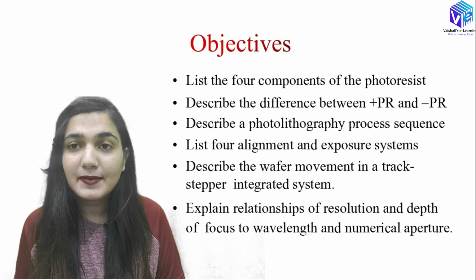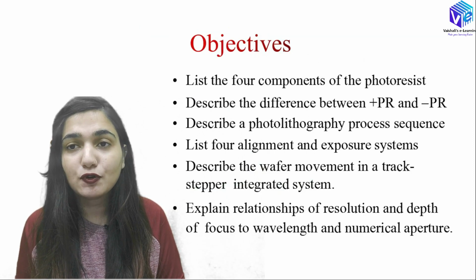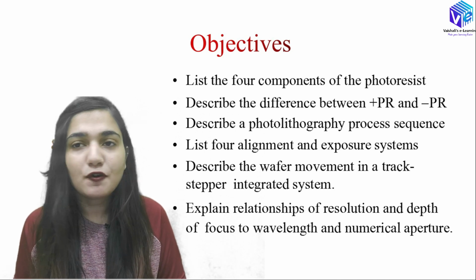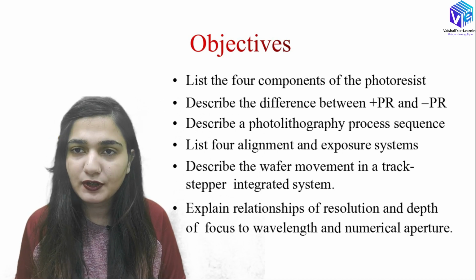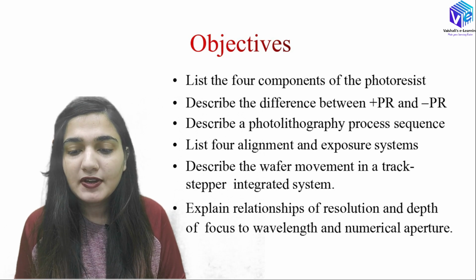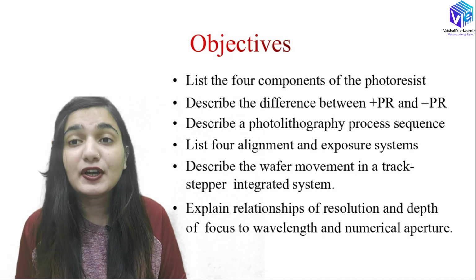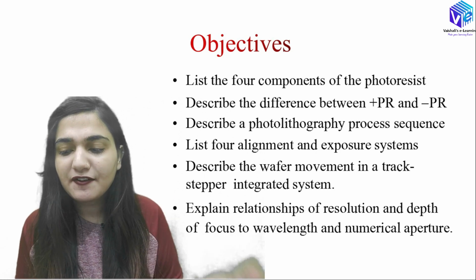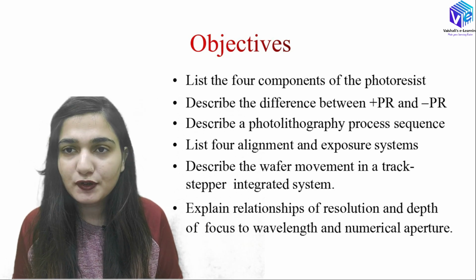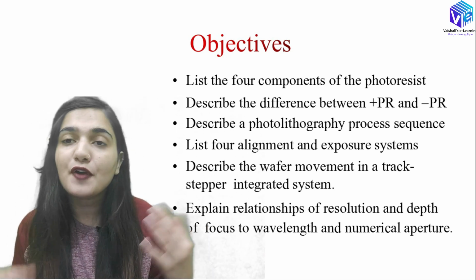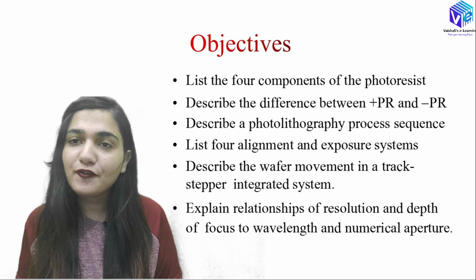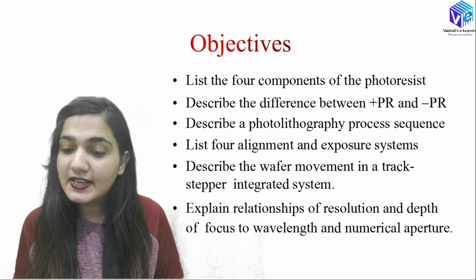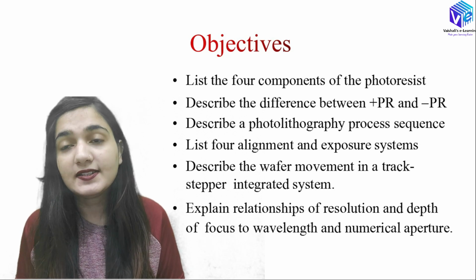First of all, I must tell you what objectives I am going to follow throughout these 4 to 5 lectures for the photolithography process. First of all, we will be listing the 4 components of the photoresist, and in this lecture itself we will be listing what are the 4 components that make the photoresist. Then we will be describing the difference between the positive photoresist and the negative photoresist, or we will be seeing the different types of photolithography. Then we will be seeing the full photolithography process sequence.